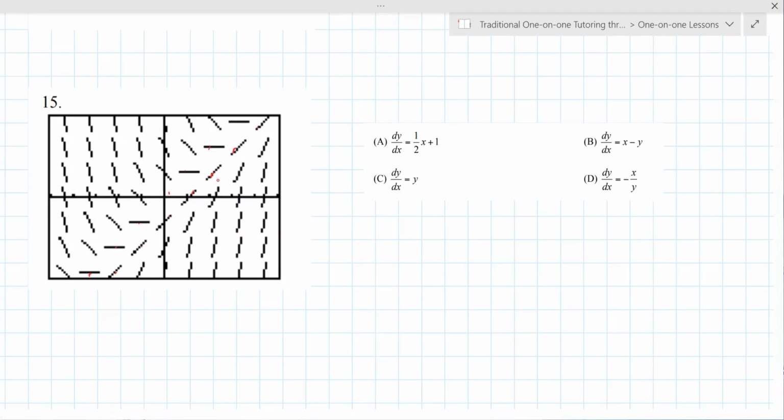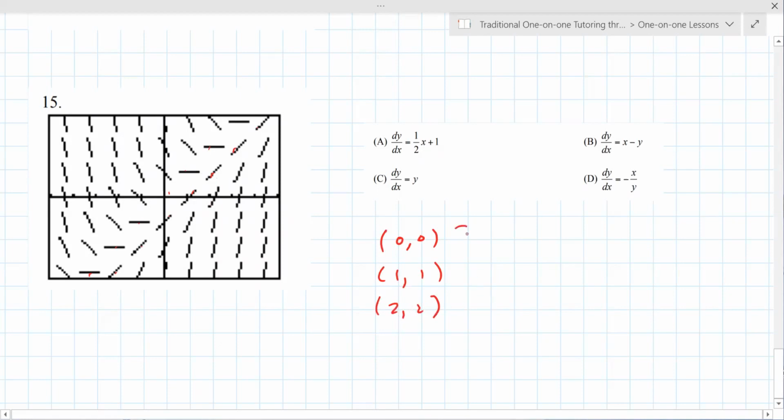If you choose 0, 0, 1, 1, 2, 2, whenever x equals y, and that's what this means right here, whenever x equals y, the slope is always 0.